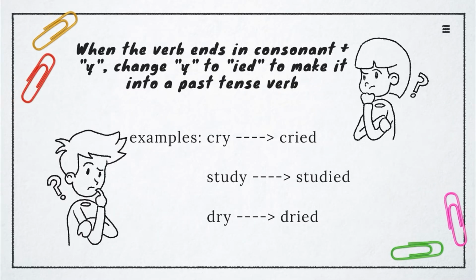There are verbs that end in a consonant followed by the letter Y. In this case, just drop the Y and replace it with IED at the end. And so this way you can make it into a past tense verb. So examples are cry. So cry is C-R-Y, right? R is a consonant and followed by the letter Y. So we just drop the Y and change it into C-R-I-E-D, cried. Okay? Same goes for study, which becomes studied, and then dry, which becomes dried.